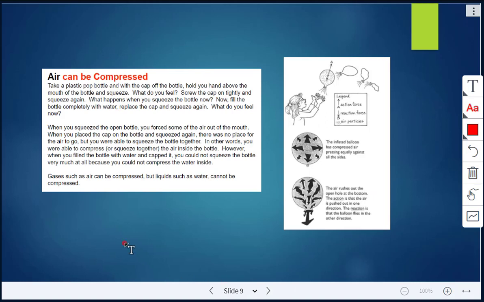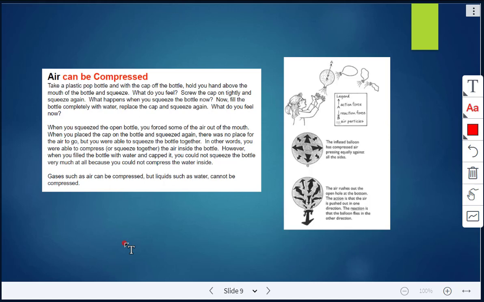Air can be compressed. You can do a quick experiment at home as well. If you have a plastic bottle, take the cap off the bottle and hold your hand above the mouth of the bottle and squeeze. Next, you can screw the cap on tightly, squeeze again, and you'll see the two different observations. You can also then fill that bottle completely with water, put on the cap and squeeze again, and then see what happens then.